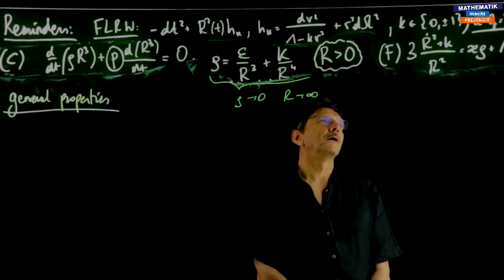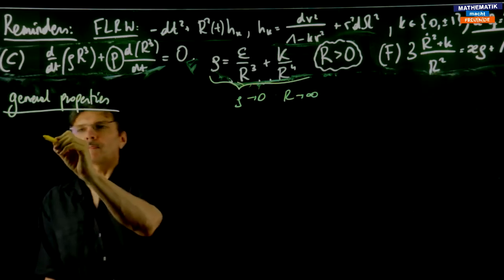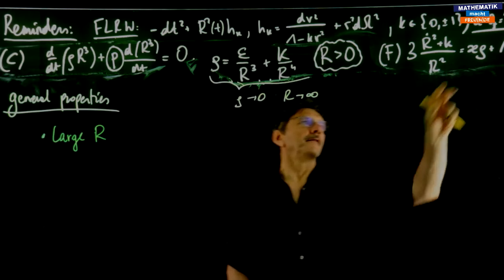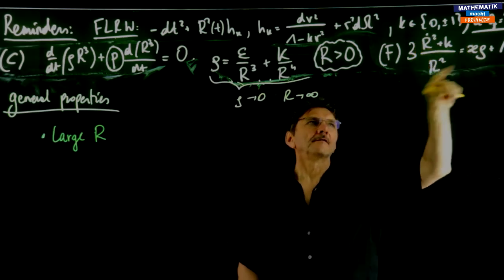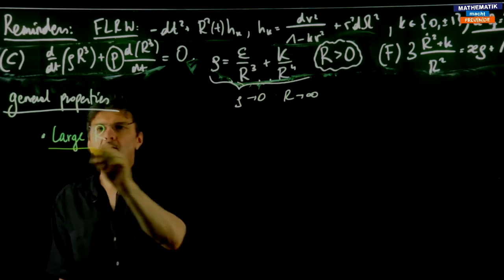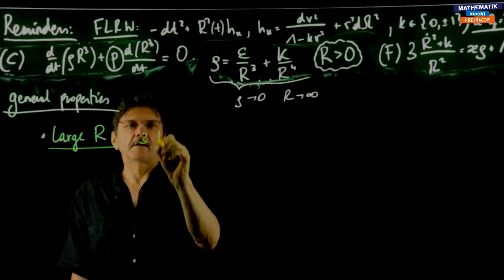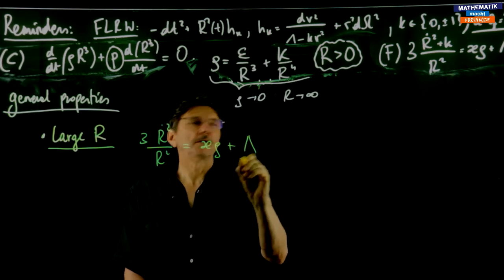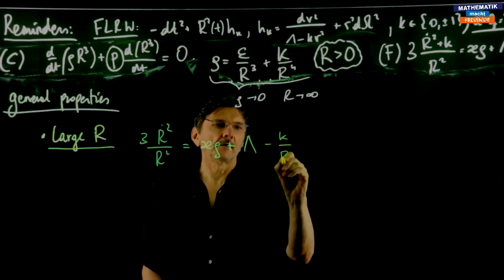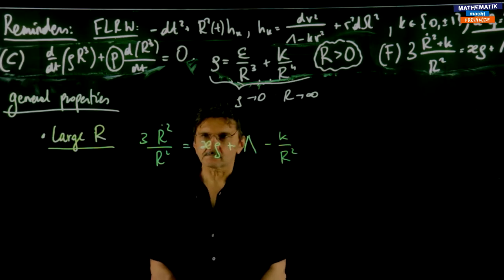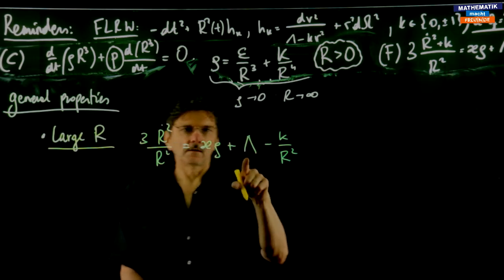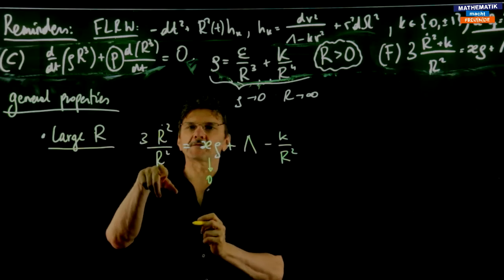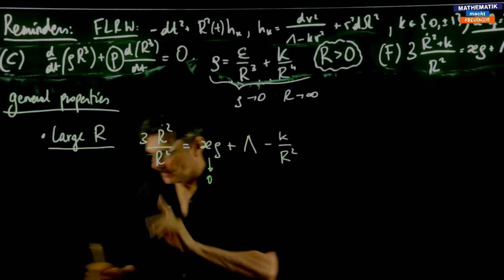So let's see. If we take large r, this goes to zero. This is positive. So let me just write it like that. 3r-dot squared over r squared is equal to kappa rho plus lambda minus k over r squared. So if lambda is, so this goes to zero, well, one has to be a little careful because it's multiplied by r squared, right?